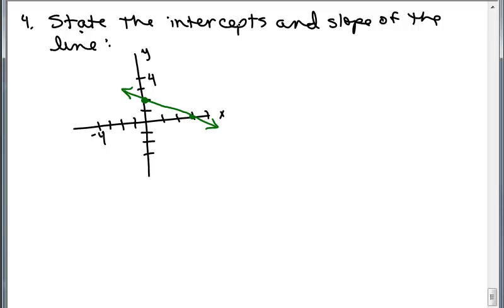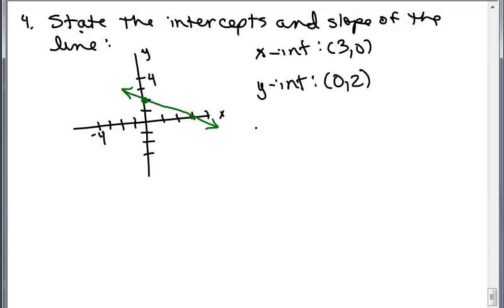All right, here's number 4. State the intercepts and slope of the line given. So we look and see where the line intersects the y-axis and the x-axis. On the y-axis, it's going through 0, 2. So that would be the y-intercept, 0, 2. And on the x-axis, it's going through 3, 0. So that's the x-intercept.